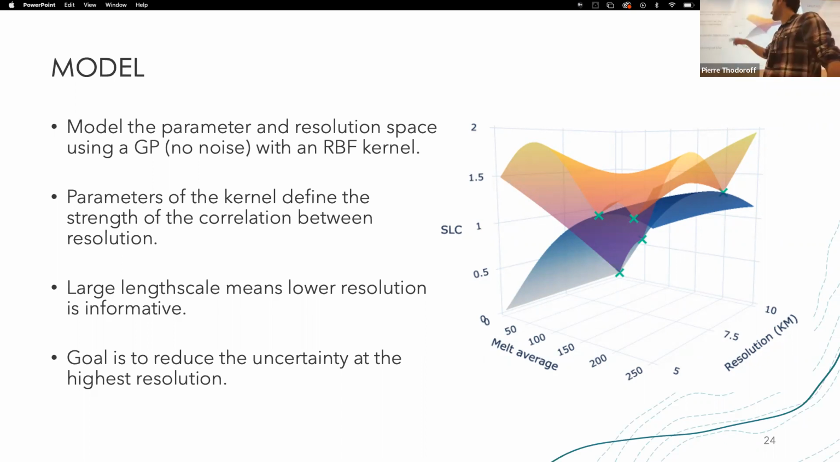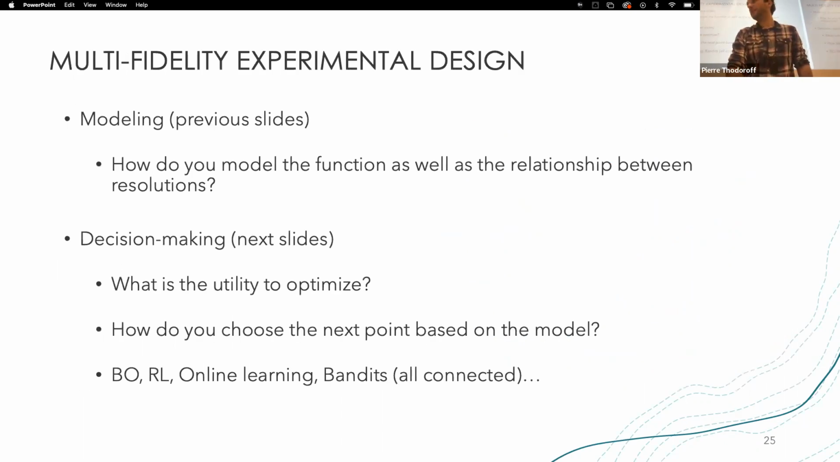And as I mentioned before, with experimental design here, we're also going to consider reducing the uncertainty of our model over the highest fidelity slice. Okay, so we talked a bit about the modeling part, which is how I model the function as well as the relationship between the different resolutions. Now I'm going to talk about how you make decisions. Once I have this model that I showed in the previous slide, how do I optimize it? What is the utility? How do I choose the next points that I want to sample in an iterative way? It's all connected to a lot of decision-making fields. You might have heard of Bayesian optimization, reinforcement learning, online learning, bandits. They have connections and use similar ideas.